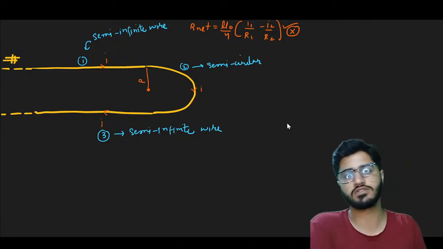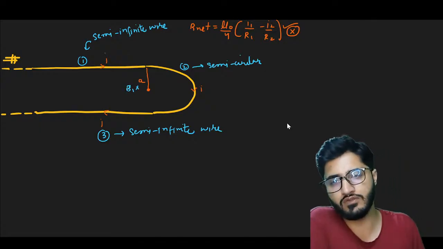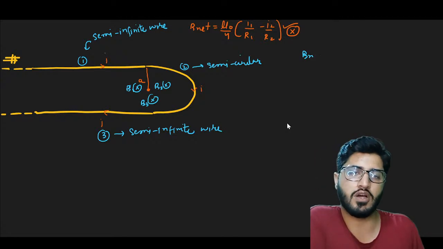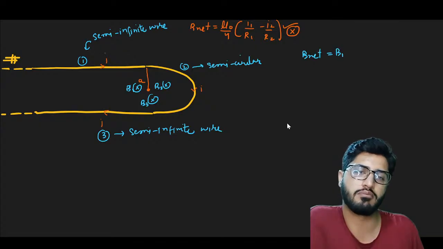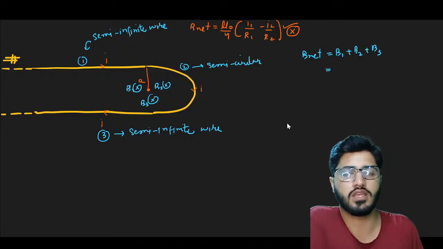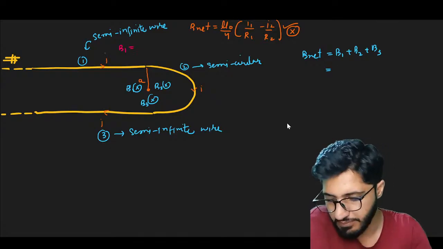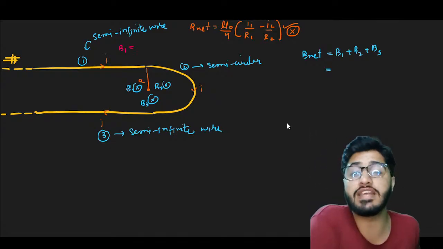B1 is inverse. So you can write here, B1 is inverse. Same, B2 would also be inverse, and B3 is also inverse. You can take your right hand and get the direction, right? So what will be B net? B net would be B1 plus B2 plus B3. Okay. So B1 is here now. B1 I will write as the semicircular part. Sorry, it is not, it is the semi-infinite part.